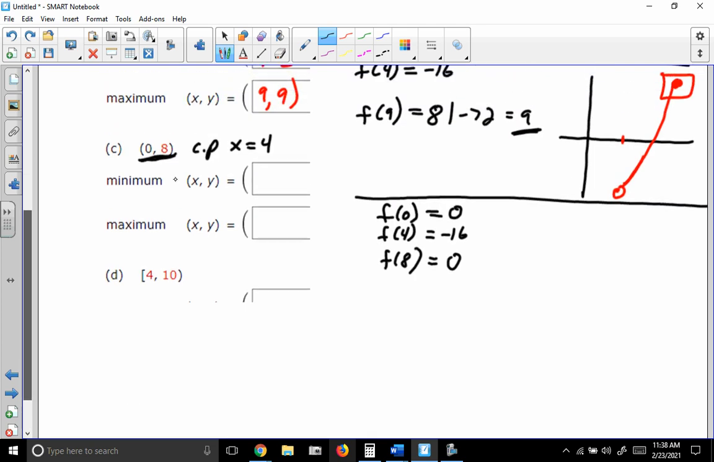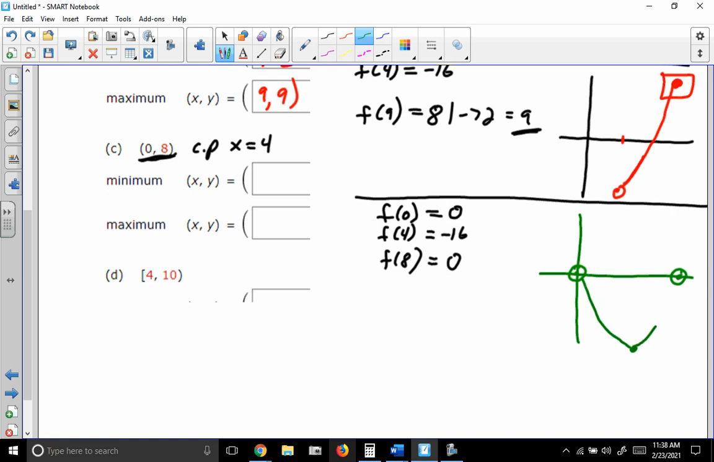So if we just sketch that, when x is 0, y is 0. That point is not included, so there's an open circle there. When x is 8, y is 0. That's a parenthesis, so that's an open circle. And then when x is 4, we're down to negative 16. At that point, that's our critical point, so that's where we have a horizontal tangent line.